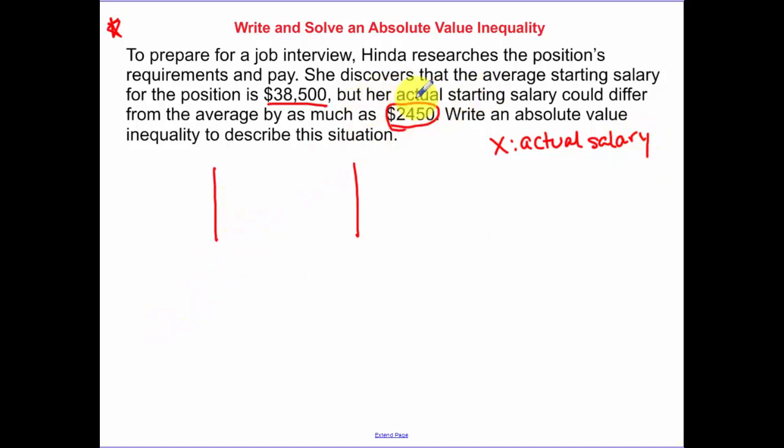it tells me the actual starting salary could differ from the average. So her actual salary is differing from our average. You could have switched the x and the 38,500 if you wanted, by as much as 2,450. That means this is the maximum. That's the bigger of the numbers. So that's our absolute value inequality.